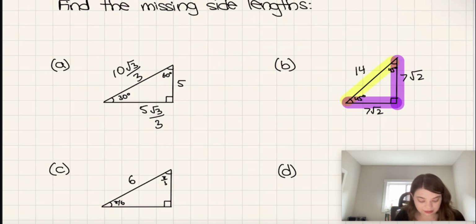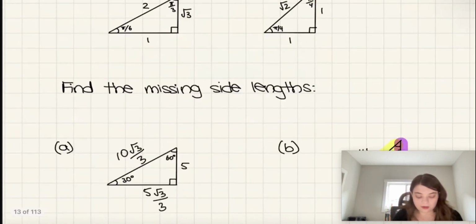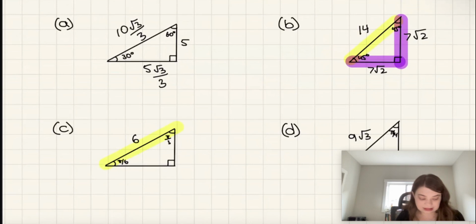Part C is another 30, 60, 90 triangle. However, it's in radians. So instead of 60 degrees, it says pi over 3. And instead of 30 degrees, it says pi over 6. Okay. So going back to this one here, what do we have? We have that the hypotenuse is 2. And over here, the hypotenuse is 6.